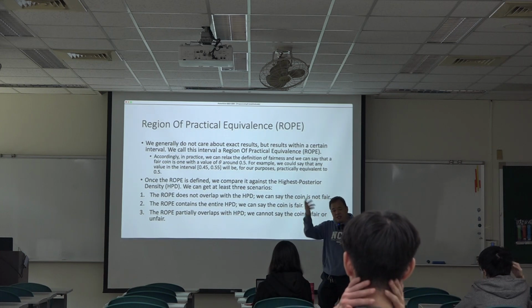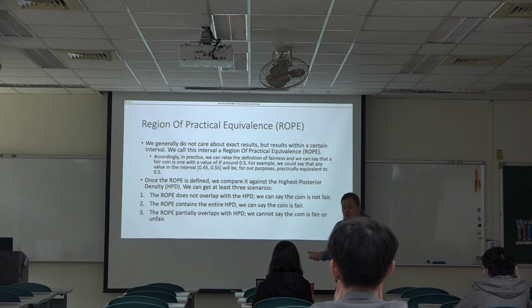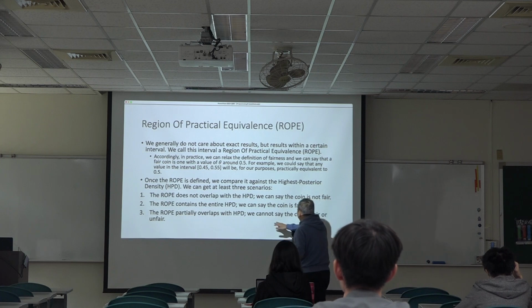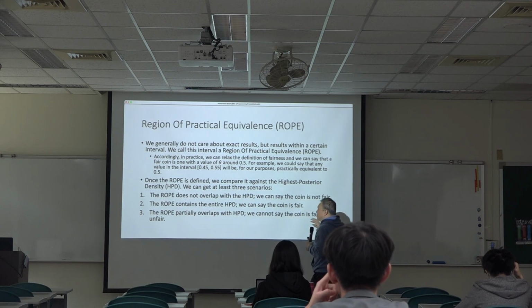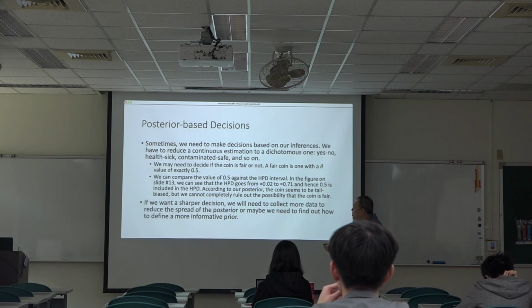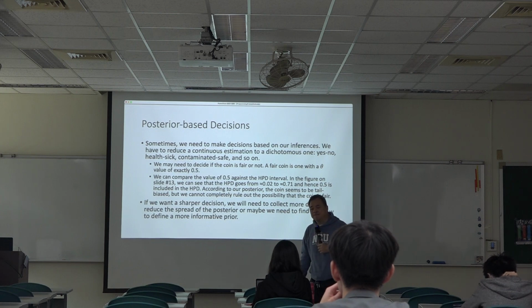For these 2 cases, they are easy to judge, right? The third case is there are partial overlaps between the ROPE and the HPD. If that's the case, we cannot say the coin is fair or not. It's undetermined. So compare this one with the previous single point estimate, what's the difference?